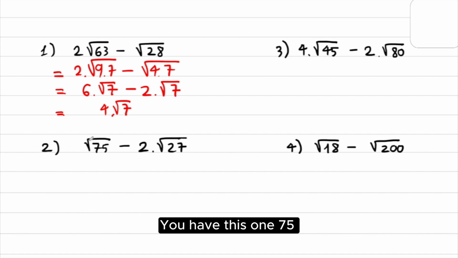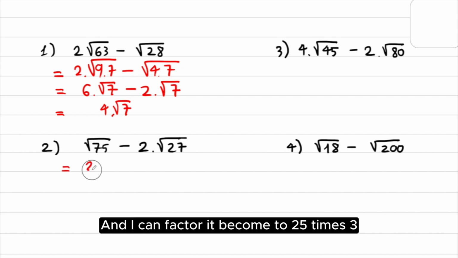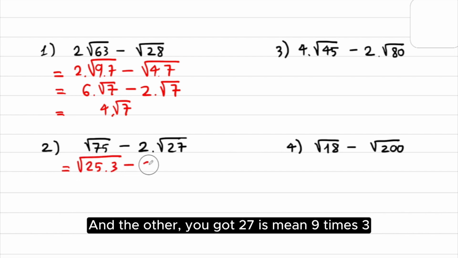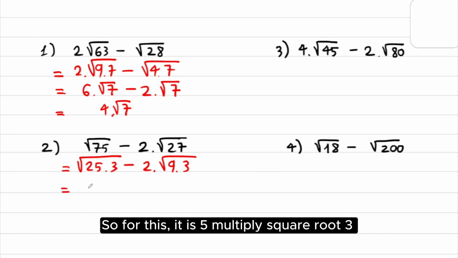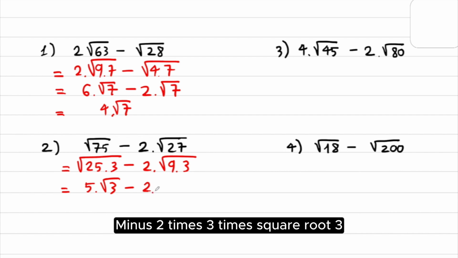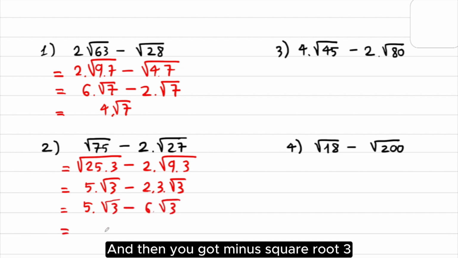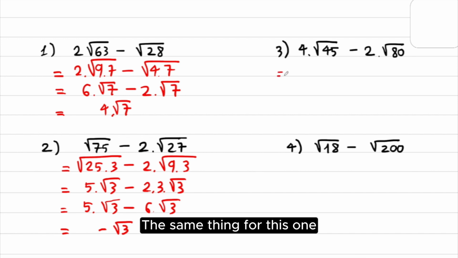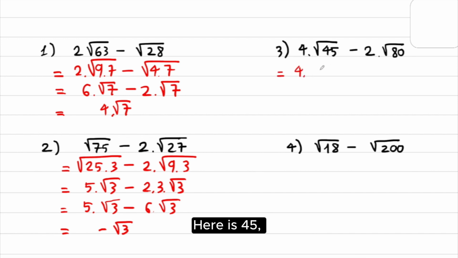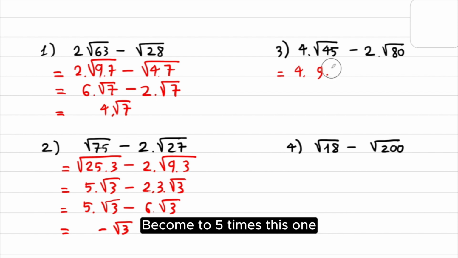Question 2, you have 75, and I can factor it into 25 times 3, and the other you got 27, which means 9 times 3. So for this it is 5 multiply square root 3 minus 2 times 3 times square root 3, and then you get 5 times square root 3 minus 6 times square root 3 here, and then you get minus square root 3.